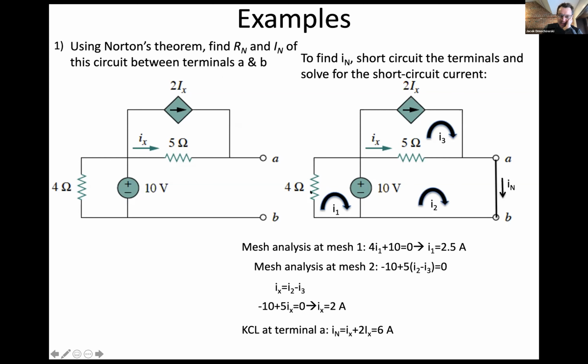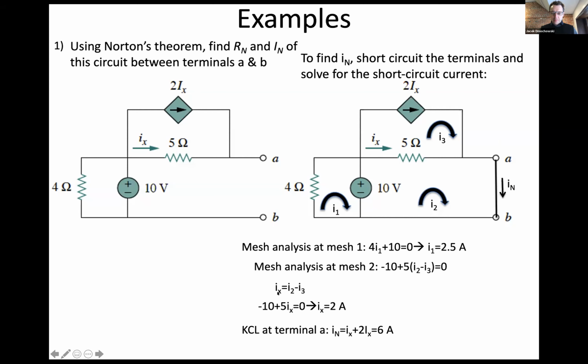Yeah, that's basically it. We basically did do nodal analysis. We just did KCL over here. But let me just step through the mesh analysis. So mesh number 1 is 4I1 plus 10 is equal to 0. In other words, we can immediately solve for I1 as 2.5 amps. Mesh 2 is negative 10, because you have a voltage rise of 10 volts, plus 5 times I2 minus I3 is equal to 0. Now the value of Ix here is equal to mesh current I2 minus mesh current I3.